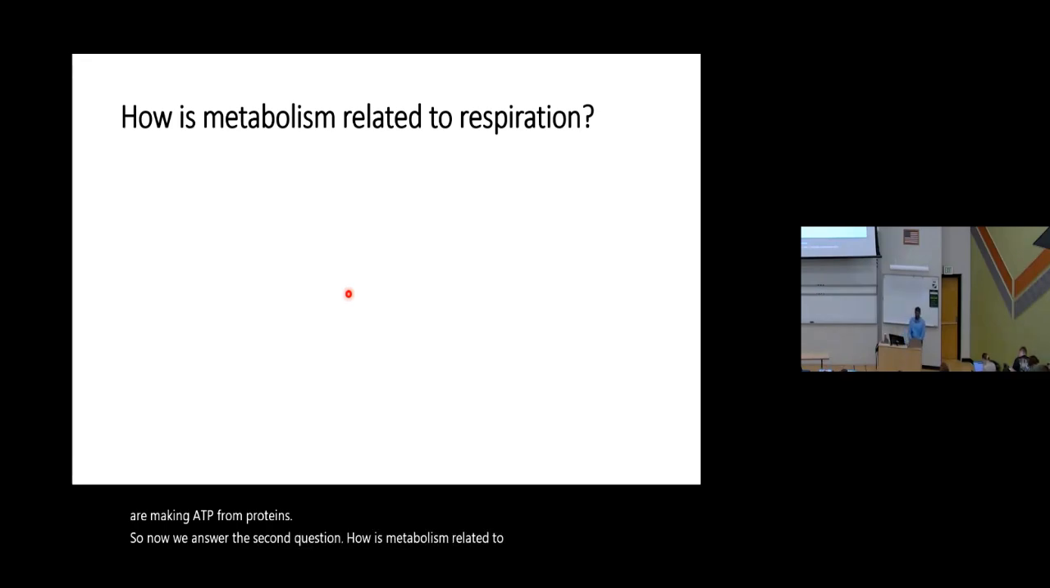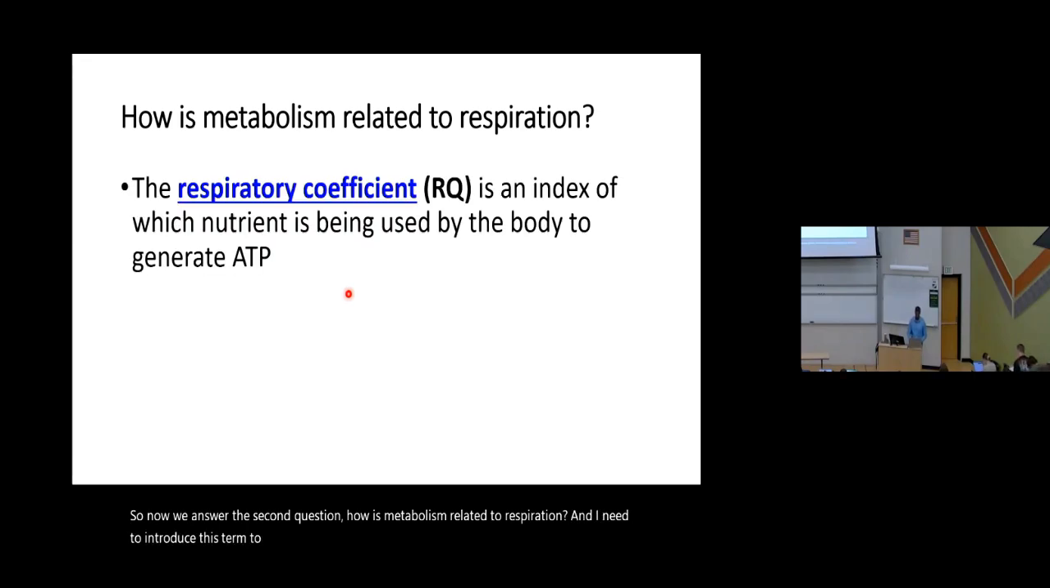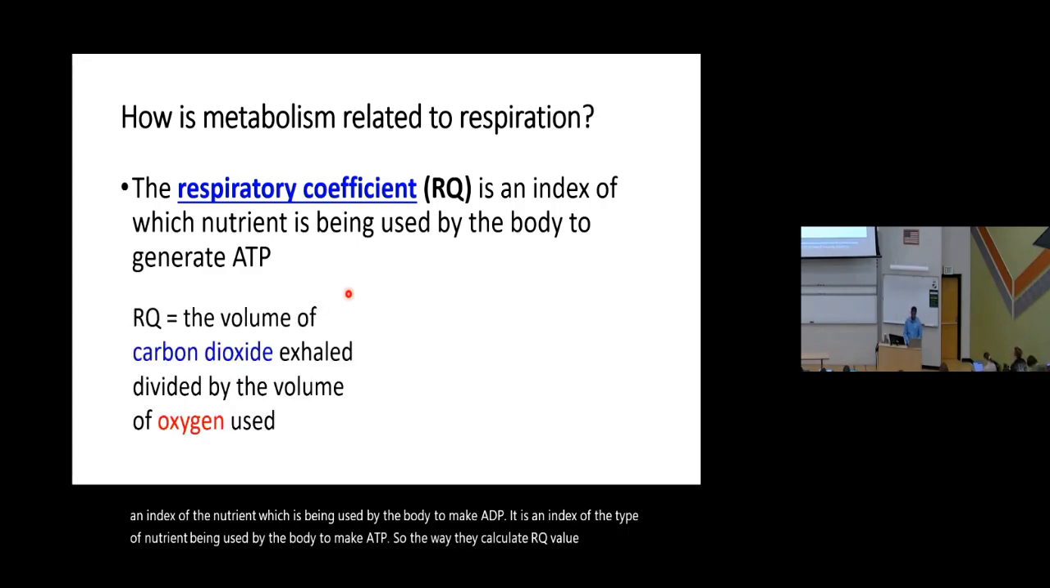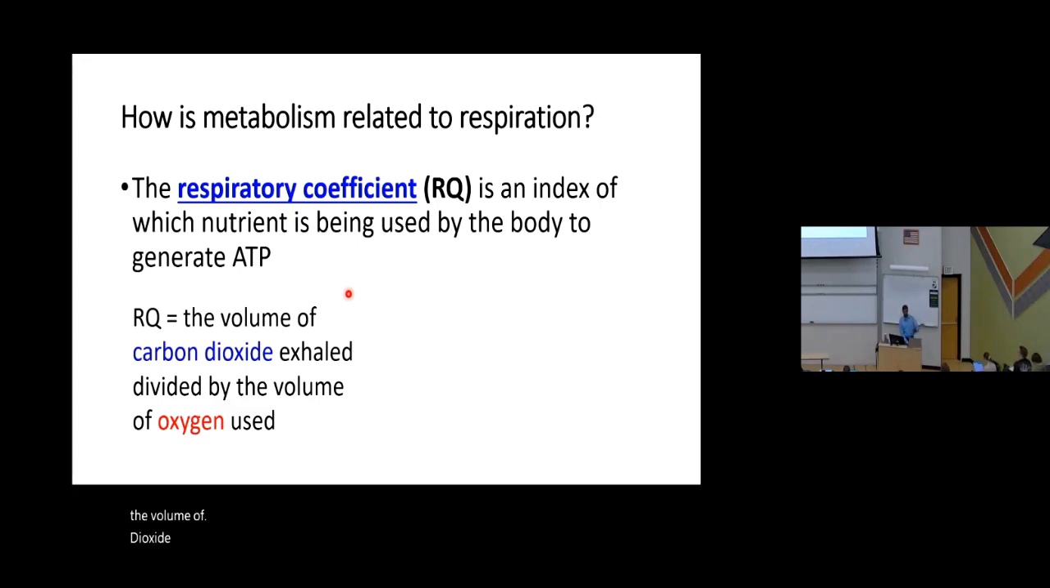And I need to introduce this term to you. It's known as RQ value, or the respiratory quotient, and this is an index of the nutrient which is being used by the body to make ATP. Right? This is an index of the type of nutrient being used by the body to make ATP. So the way they calculate RQ value is by taking the volume of carbon dioxide which was exhaled or produced divided by the volume of oxygen being used.